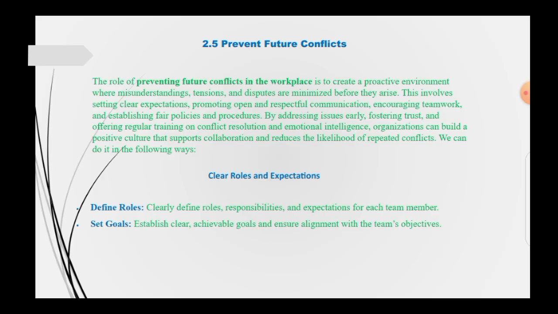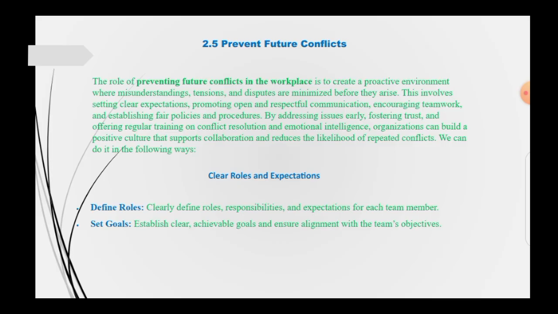Clear roles and expectations. Define roles: clearly define roles, responsibilities, and expectations for each team member. Set goals: establish clear, achievable goals and ensure alignment with the team's objectives. So, what do we understand here?